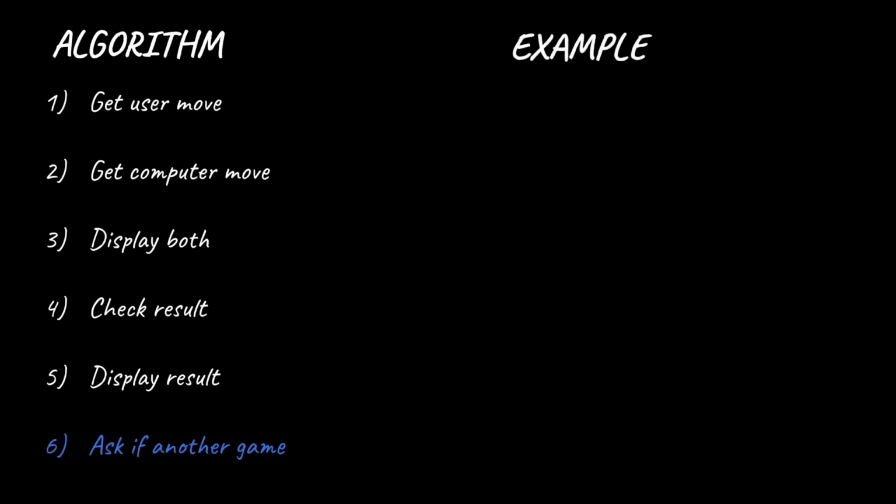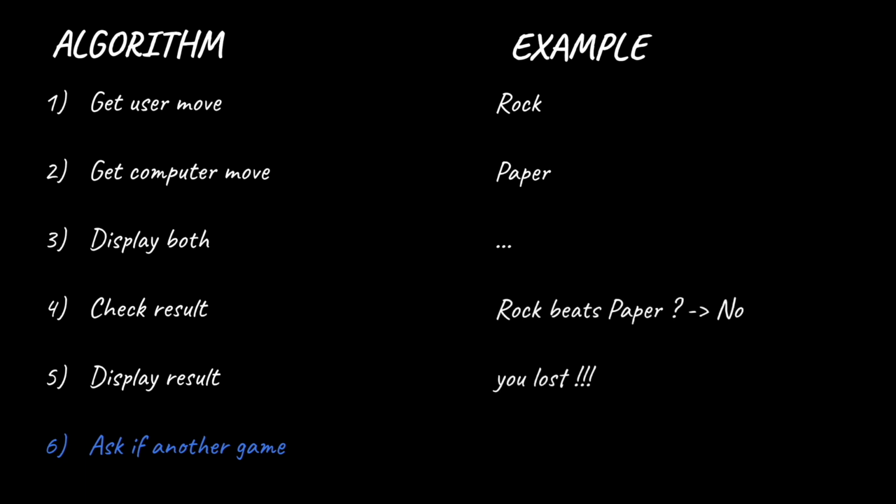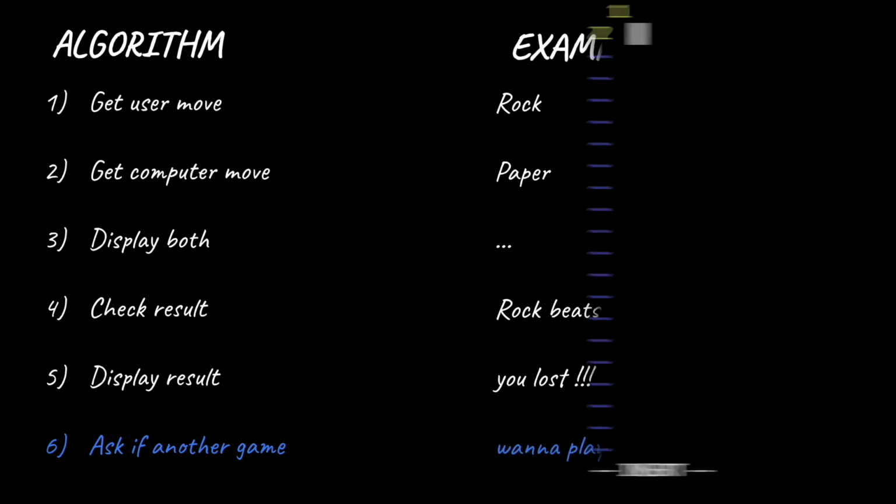So let's have a look now at a real example. Let's say the player is gonna type in rock and the computer is gonna go with paper. After displaying both images, we're gonna figure out that the player has lost. So we're gonna display the message to let the user know and right after ask for another match. Great, hopefully we are on the same page. And now let's start coding this.